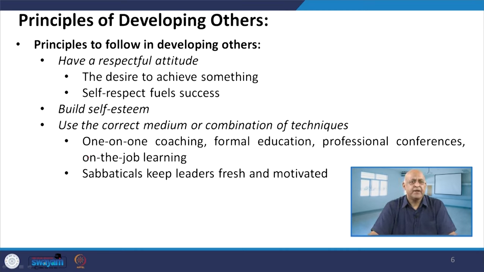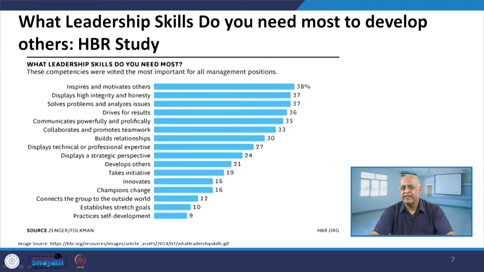These are all formal processes: formal education, professional conferences, on-the-job learning. But when we give an opportunity at the national and international level, we find that the person has explored different areas. Sabbaticals keep leaders fresh and motivated. So as I was saying, when you give them different opportunities at the international and national level, they go on sabbatical leave and then they develop. A very simple example is assignments. There are research assignments, teaching assignments, and one may not even know where he is good.